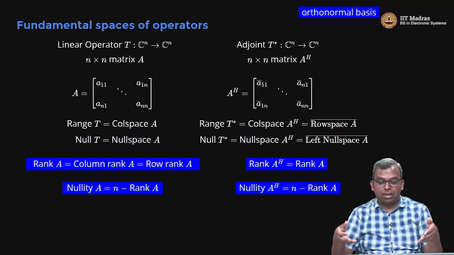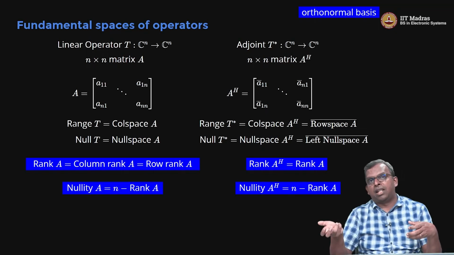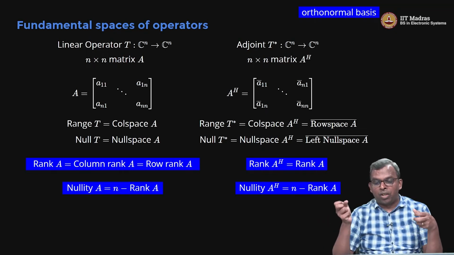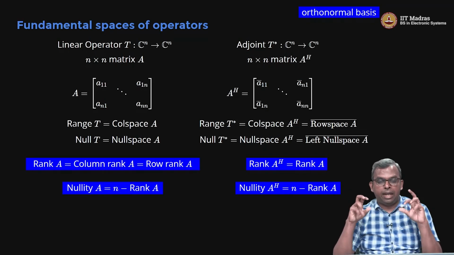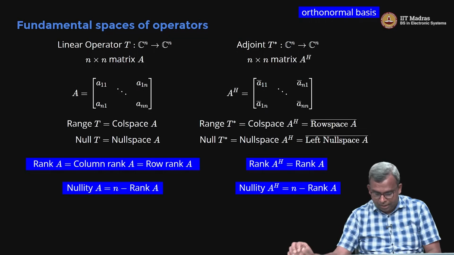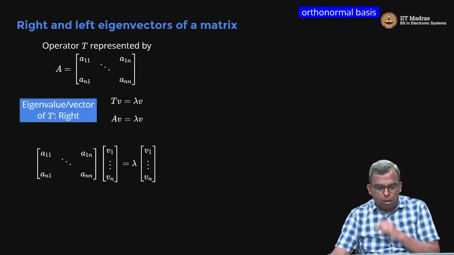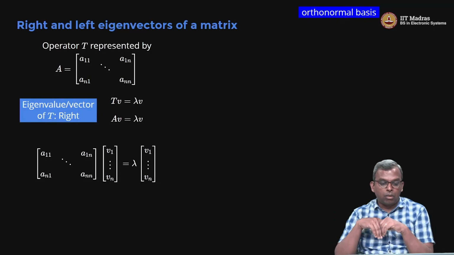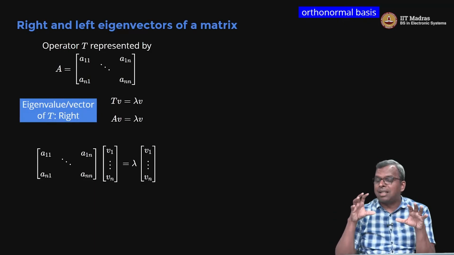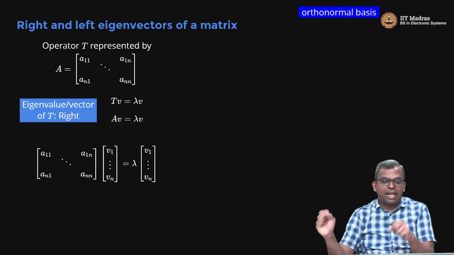You know, the rank of A is the same as the rank of A Hermitian. The nullity of A is also the same as the nullity of A Hermitian when you have an operator, when A is representing an operator and A is a square matrix. Okay, that's quite easy and reasonable to see. Another thing about eigenvectors and eigenvalues for A and A Hermitian.